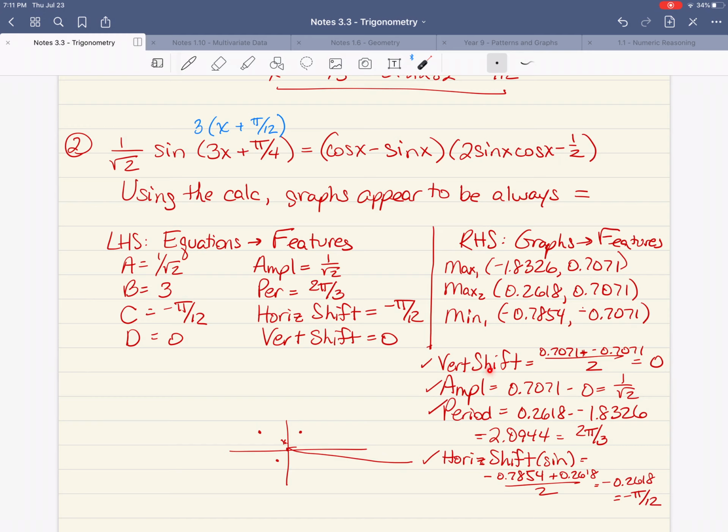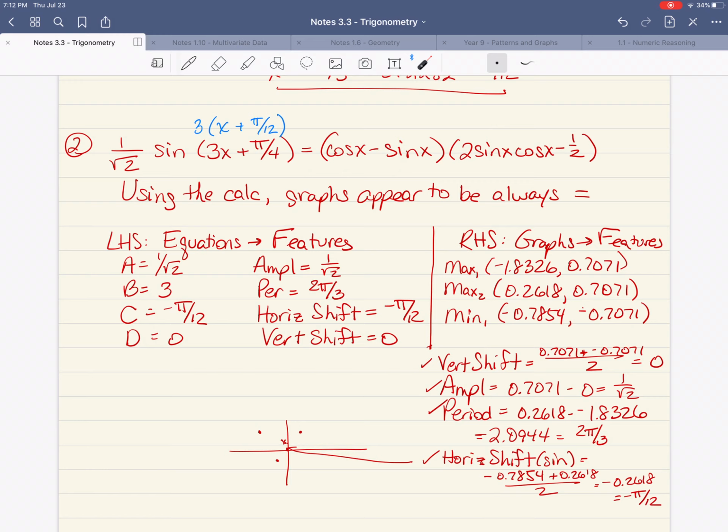I believe it's easier to start with the vertical shift. The vertical shift is when you take the y values, because it's vertical, take your max y value and your min y value and average them. So you add them together, divide by 2, and it becomes 0, which is what we want. The amplitude is the distance from the mid, or the vertical shift, up to the max. And so it's the max minus the vertical shift you just found, high minus min, which happens to come out to be this radical, which is what I want it to be.